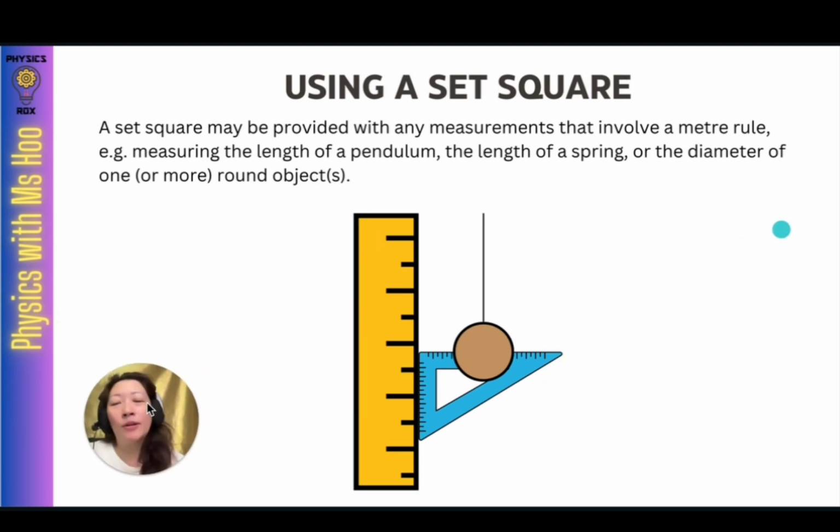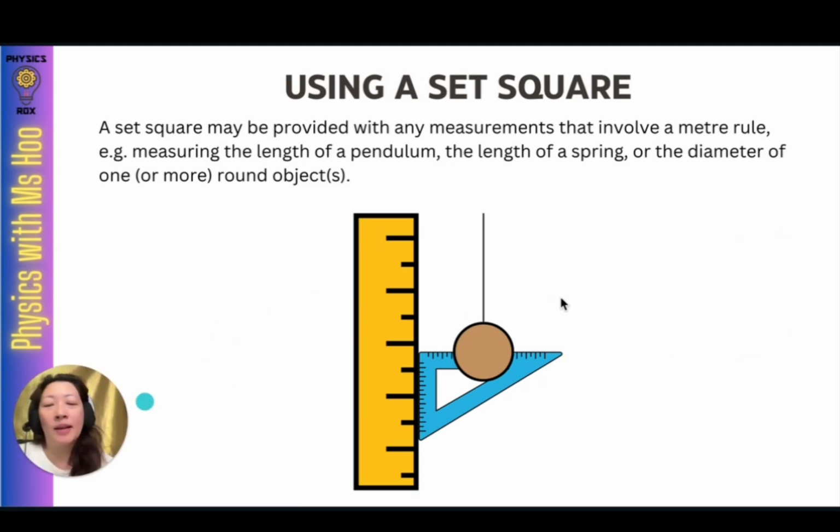Now, when it comes to the set square, sometimes set squares are provided and you need to know how to use the set square, even in theory. So a set square may be provided with any measurements that involve a meter rule, for example, measuring the length of a pendulum, the length of a spring, or the diameter of one or more round objects. Why we use a set square is because the set square has two sides that are perpendicular to each other, which makes it very useful.